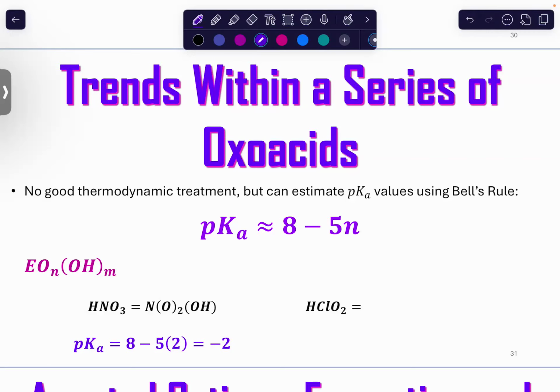Now take a second and see if you can tell me, for HClO2, what would you estimate the pKa of that one to be? Okay, so write out its formula in the generalized format. Is it estimated to be 3? It is, as usual.